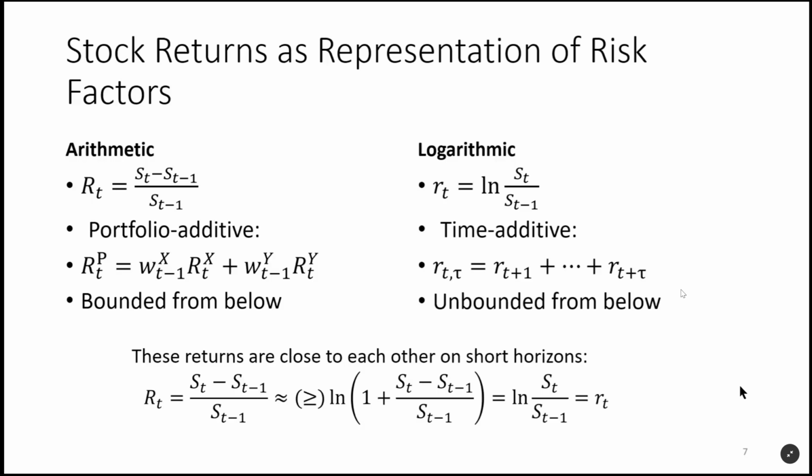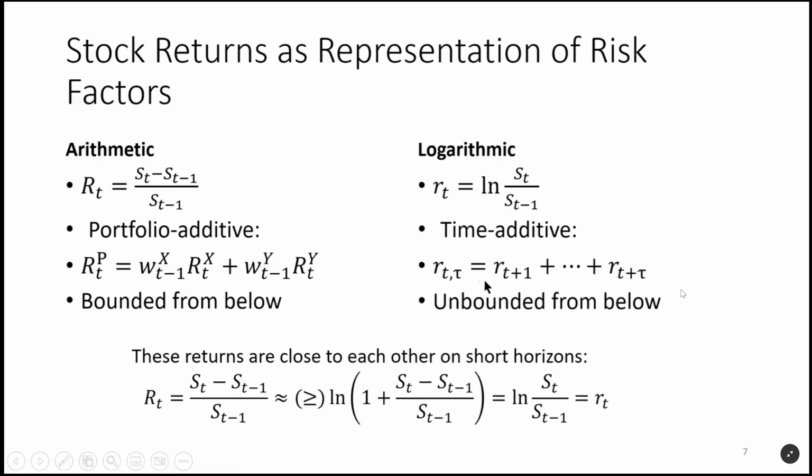But these two types of returns have their own individual nice properties. So, for example, arithmetic return is portfolio additive. That means that arithmetic return on a portfolio is just a weighted average of returns on individual stocks. So as you remember, W here stands for the weight of the security in the portfolio. So it's very easy to calculate the portfolio return if you know returns on individual stocks in the portfolio structure.